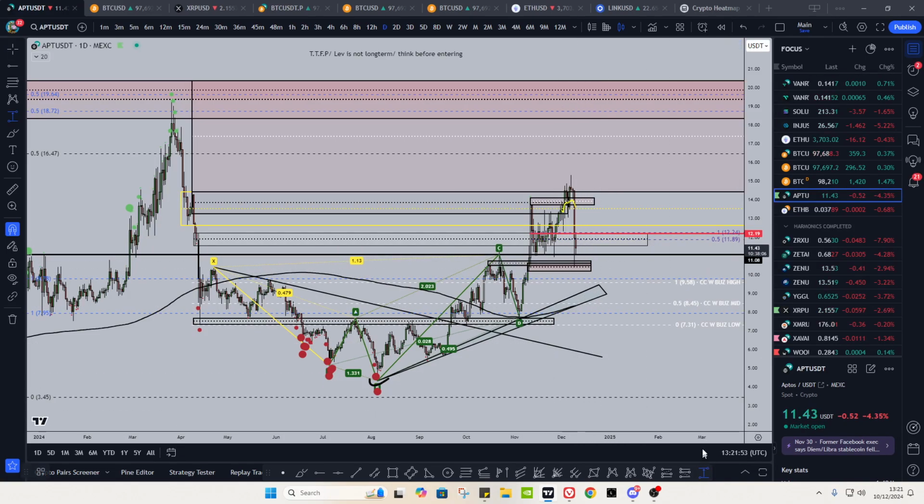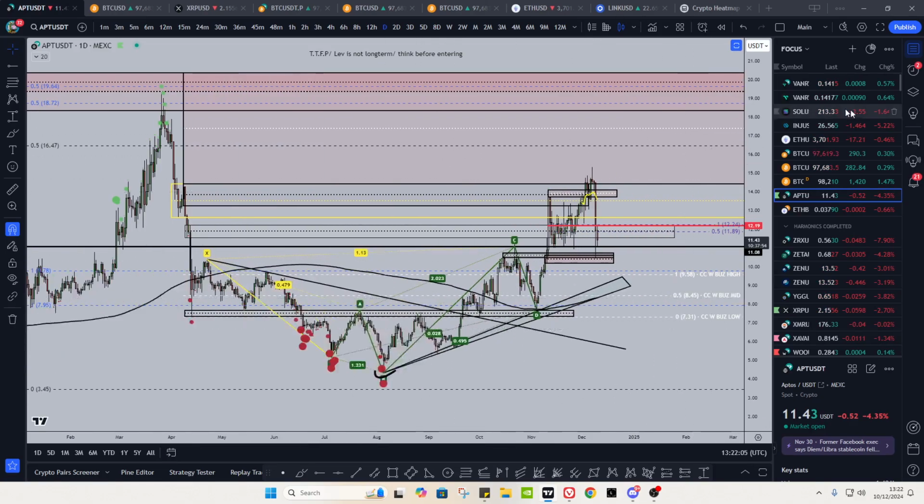On spot, you're going to be risking nothing, especially if you ladder in 7%. That is chump change for spot, especially if you're laddering in. So easy to manage risks here, very, very easy. That is Aptos. So we looked at Injective, Sol, Vanry, BTC. Wait, hang on. Vanry, Sol, Injective, ETH, BTC.